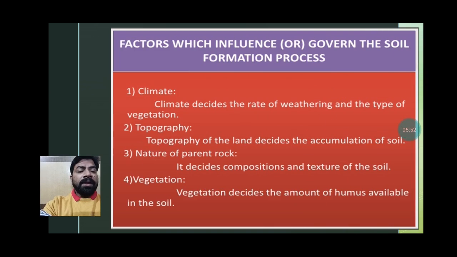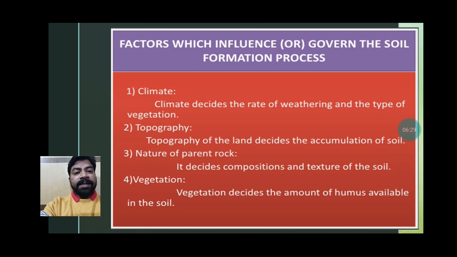Factors which influence soil formation: first is climate. Climate plays a very important role in the formation of soil. You might have seen in the desert, which has a hot and dry climate, which type of soil is formed there. Climate decides the rate of weathering and the type of vegetation. Next is topography. Topography means the relief of the earth, the physical features of the earth. The topography of the land decides the accumulation of soil.